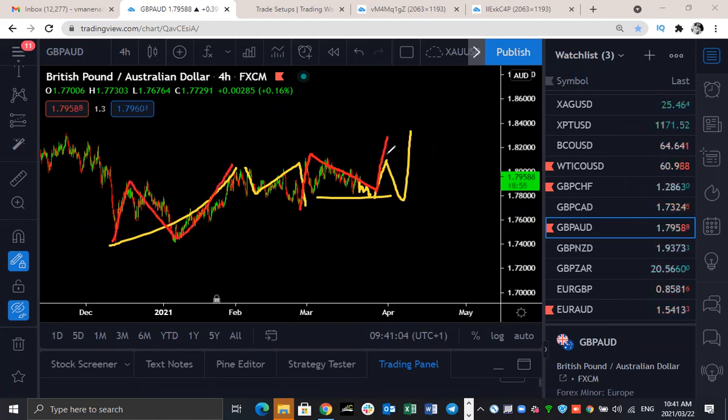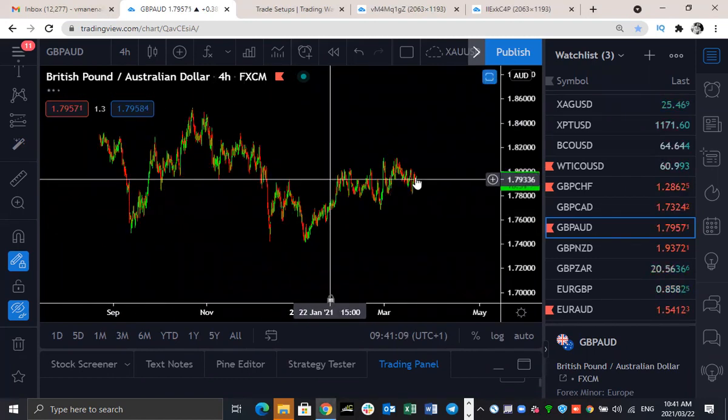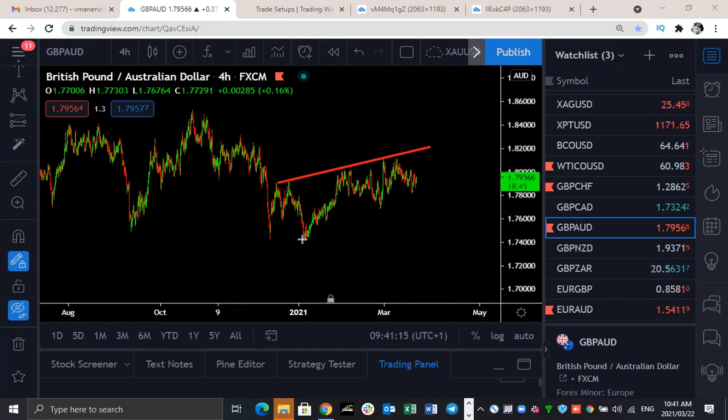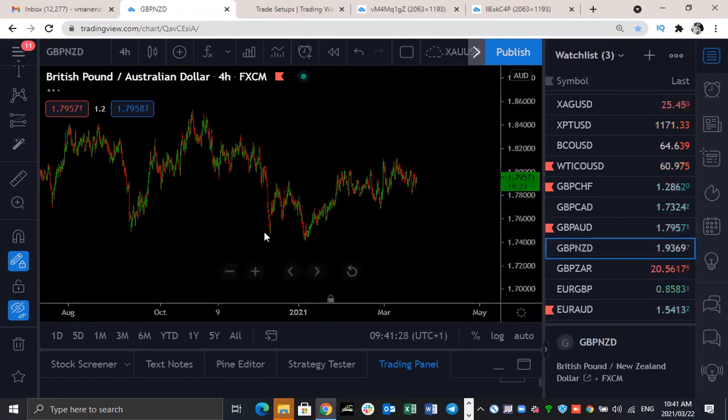So for now, we may get this small bounce to the upside here. But eventually what you want with Pound AUD is that when this corrective structure is over, we will see a resumption of the move to the downside. Whatever structure happens here, when this is done, we'll look for downside. Pound New Zealand.